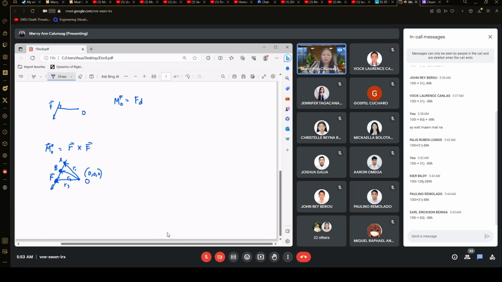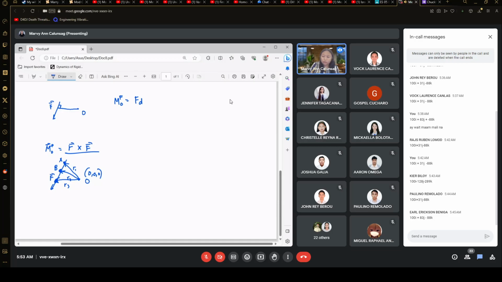So that is why I said the concept of cross product, at least you should already be familiar with finding the cross product of two vectors, because again it is what you are going to use when you get to the moment of a force.